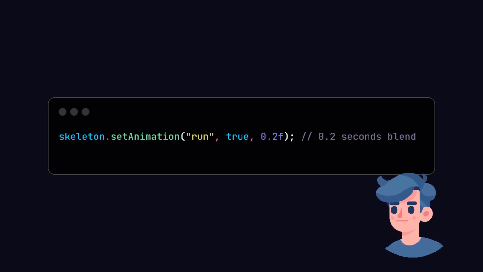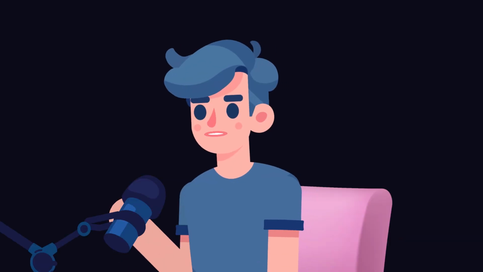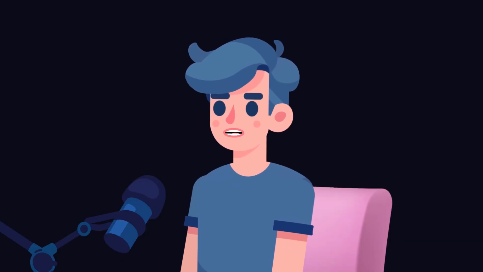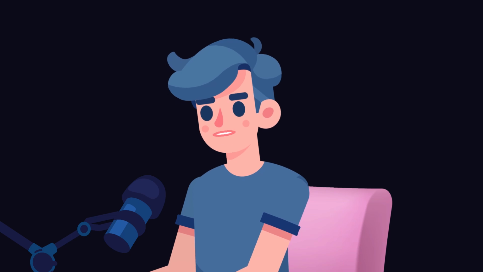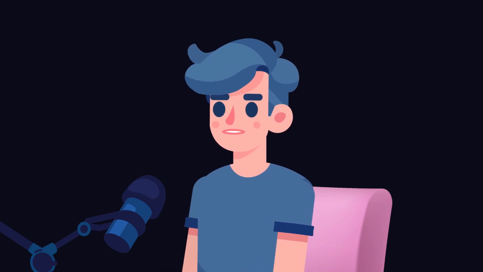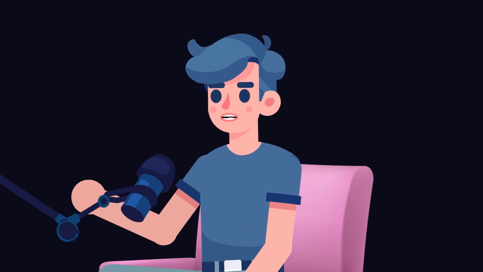Additionally, you can blend animations for smoother transitions between states. To do this, you will utilize mixed durations. Let's see how it's done. In this example, we are setting the animation to run and blending it with the previous animation over 0.2 seconds. This blending allows your character to transition more smoothly from one action to another, enhancing realism.